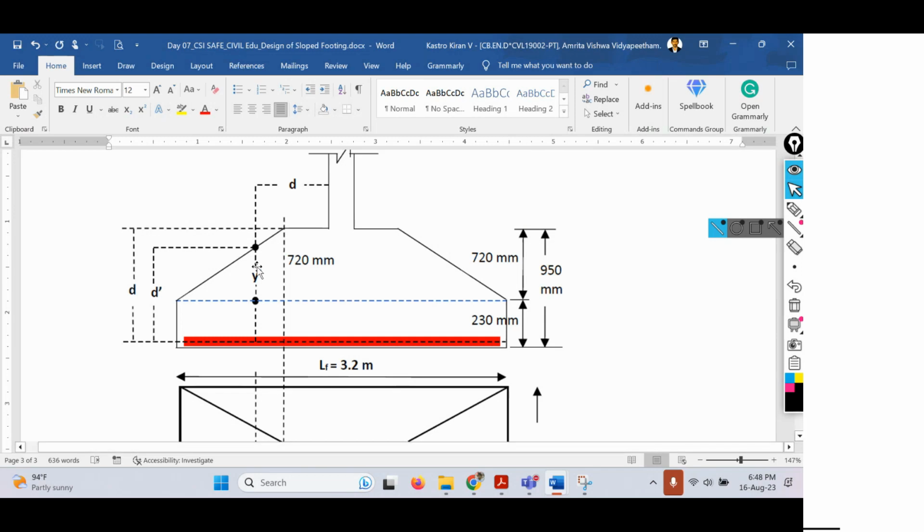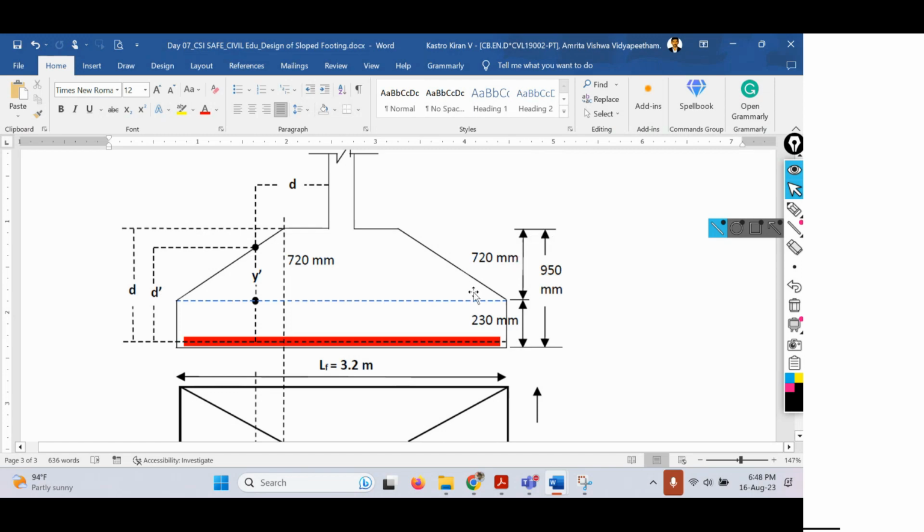So we know the overall depth of the footing. The overall depth of the footing is 950 mm. And we also know the depth at the edge of the footing, which is 230 mm. Now, if you want to find out this depth, 950 minus 230 will be 720 mm.